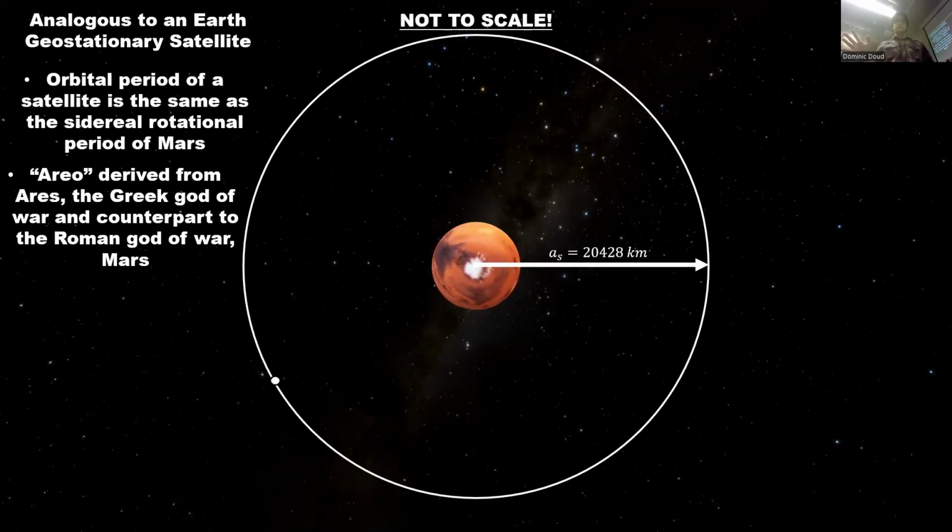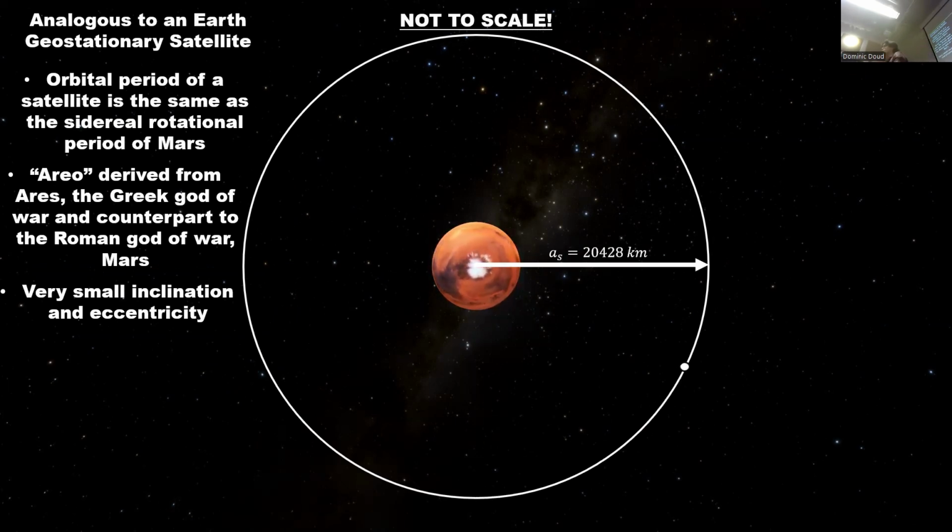Fun fact, areo is derived from Ares, the Greek god of war, and counterpart to the Roman god of war Mars. But the main way it stays stationary in the sky is due to the small inclination and eccentricity. If that weren't true, you'd have an areosynchronous orbit.